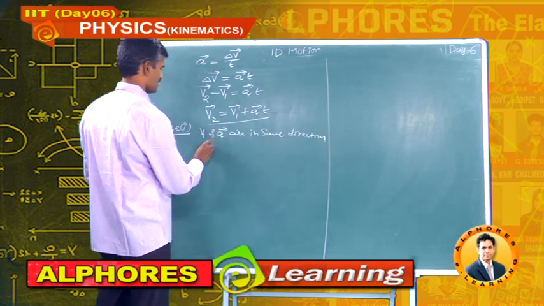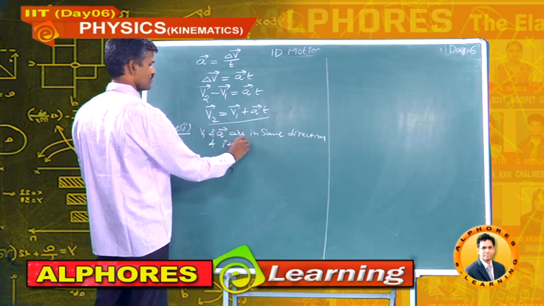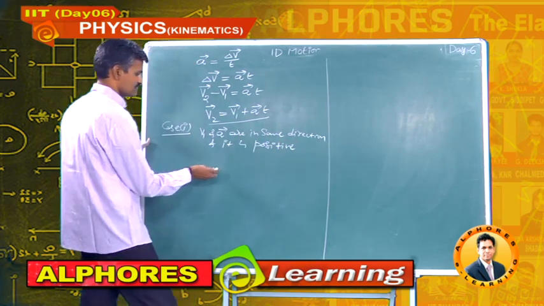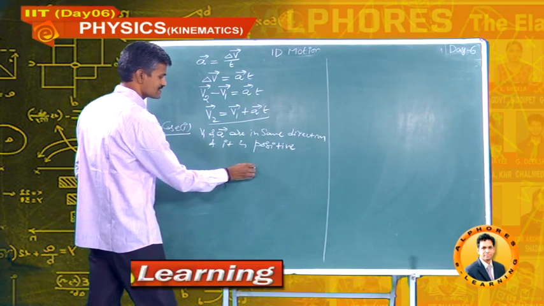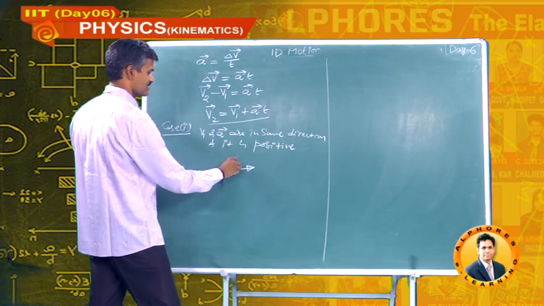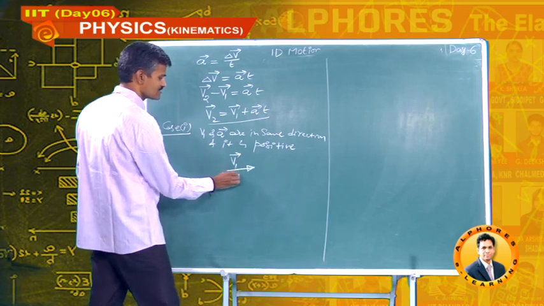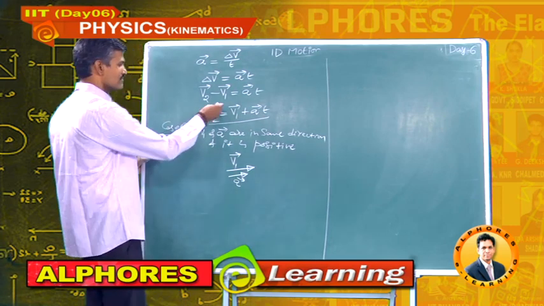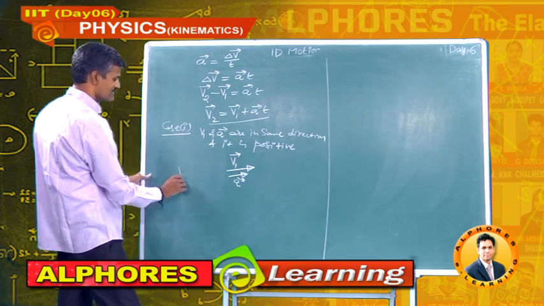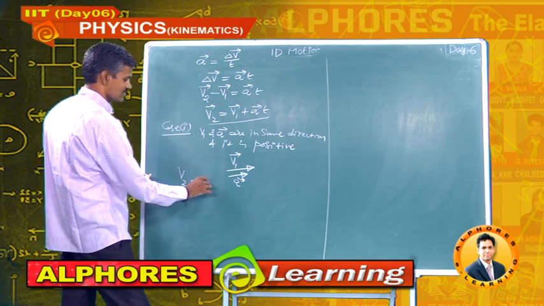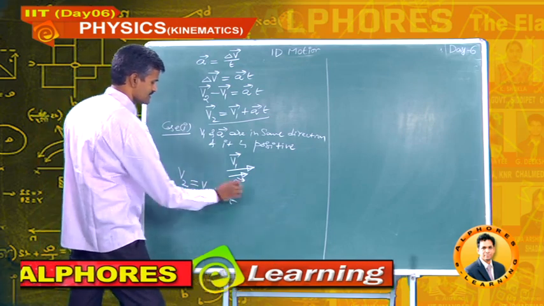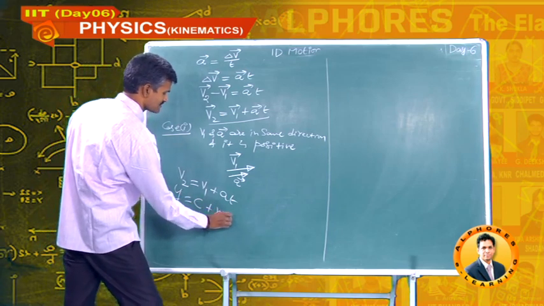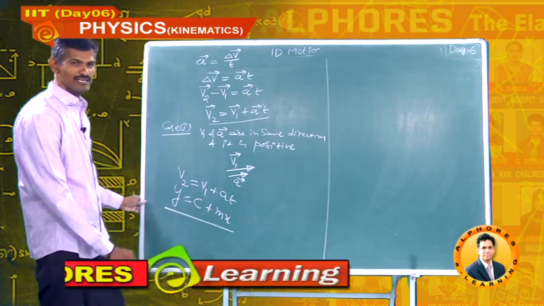And it is positive. Suppose this is the initial velocity vector v1 bar and it is also the acceleration vector a bar. Then what will be the equation? The equation is v2 is v1 plus at. It is like y equal to constant plus mx.